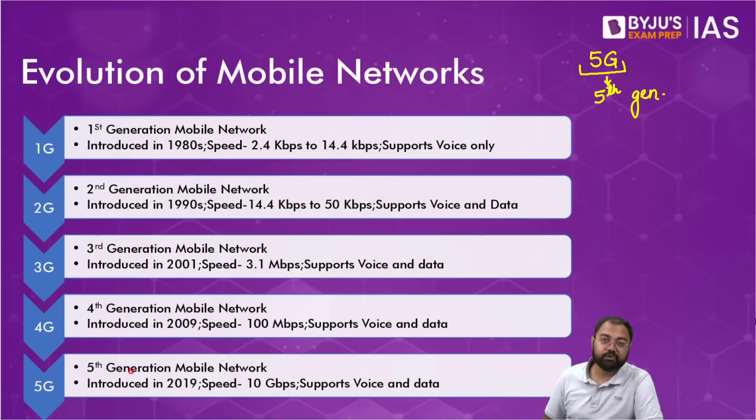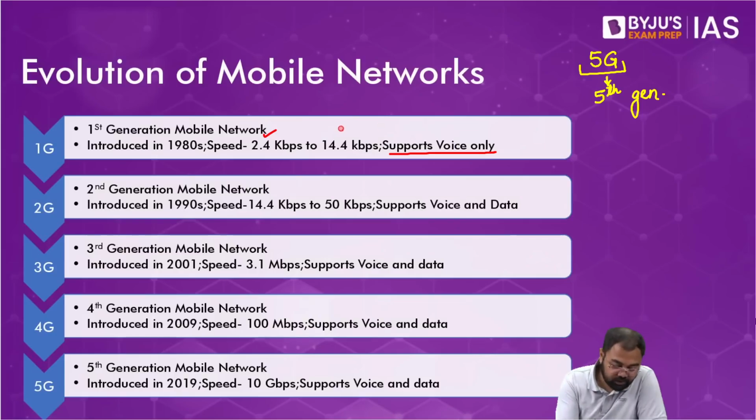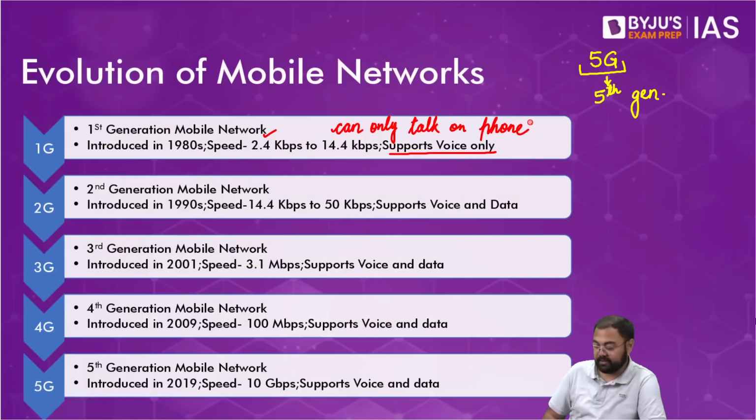When it comes to the evolution of the mobile networks, it started with the first generation, which supported only voice, meaning that you would only be able to talk on the phone. So that is what it means by supporting voice only. That was the first generation of mobile phones, introduced to the world in the 1980s. The speed was also very limited: 2.4 to 14.4 kbps is the speed at which the transmission of information could happen.